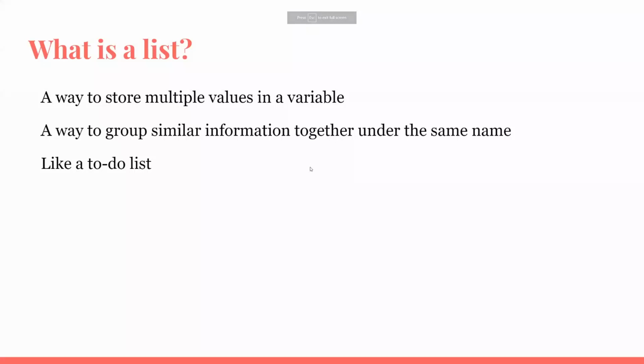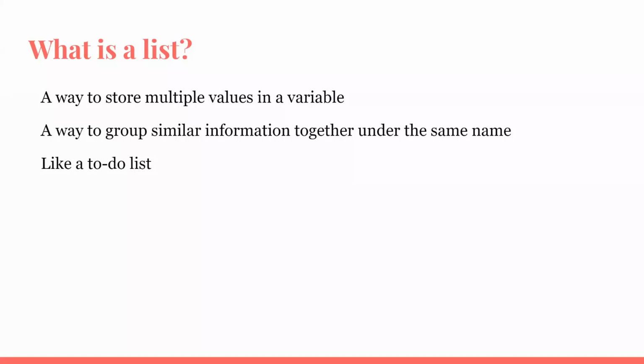Okay, we'll get back to our slides. So first of all, we'll talk about a list. A list is a really useful item, called a data structure. It's a very commonly used data structure where you can store multiple values in a variable, and this is really handy. It's probably one of the most used data structures in coding. So it's basically a group of similar information under the same name.